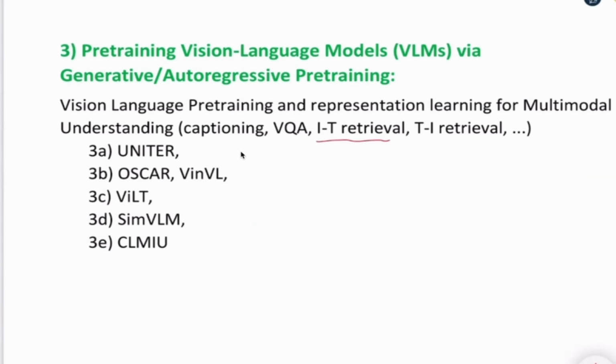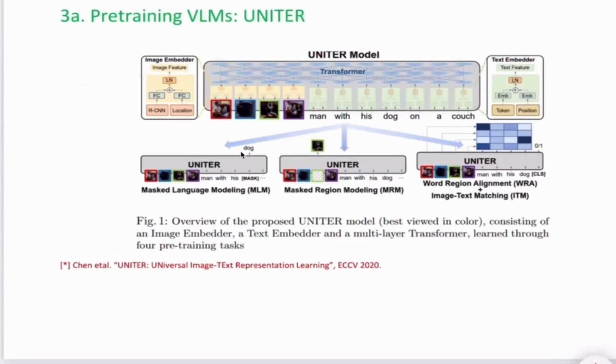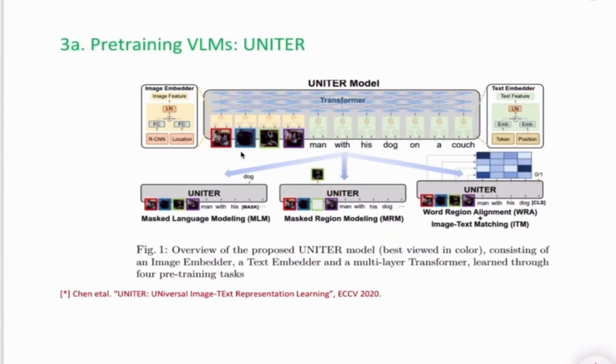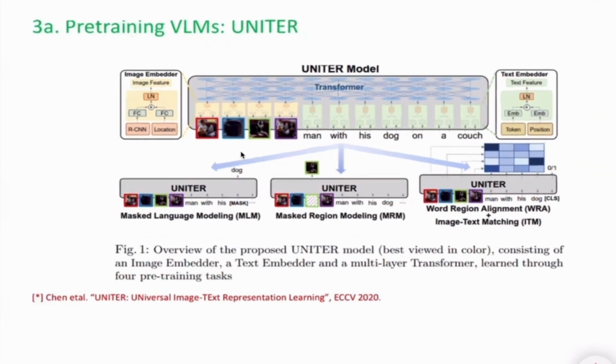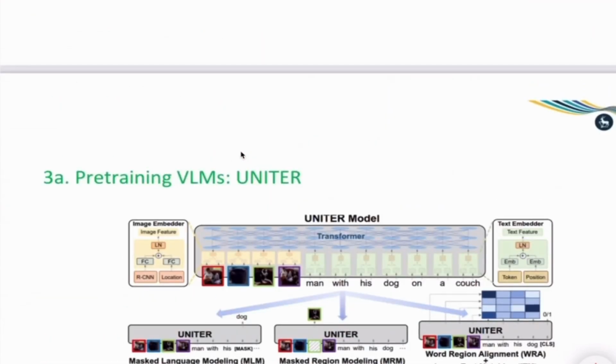So let's look into Uniter, which is one of the earlier works. It was published in ECCV 2020. There is a lot going on in this picture. It's quite busy, so I will try to break it down. Before we jump into this vision language model pre-training, let's step back and see how they are trained overall.